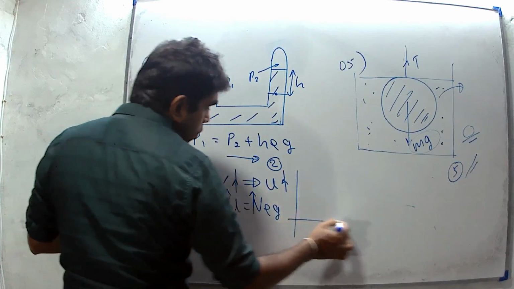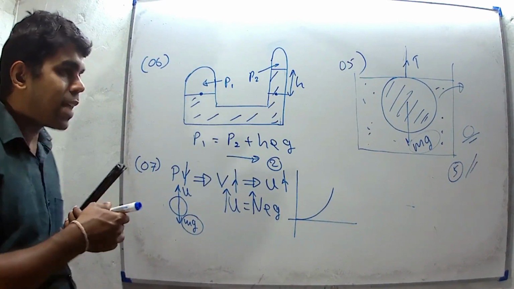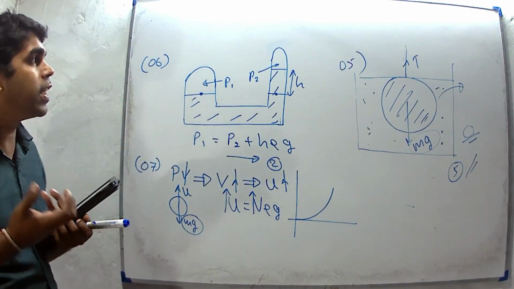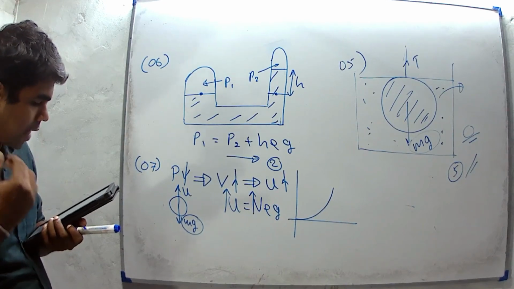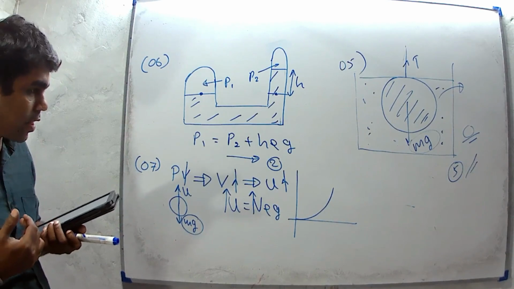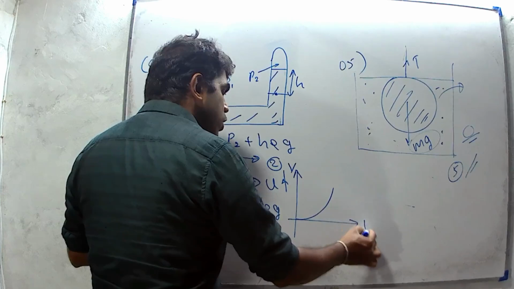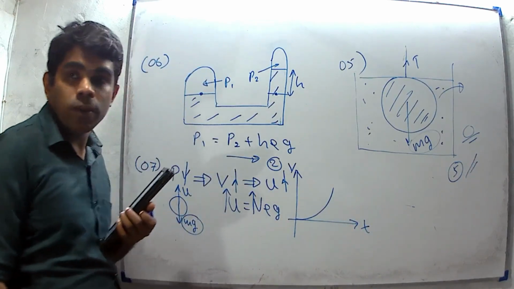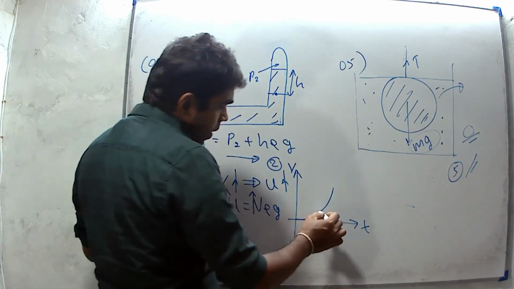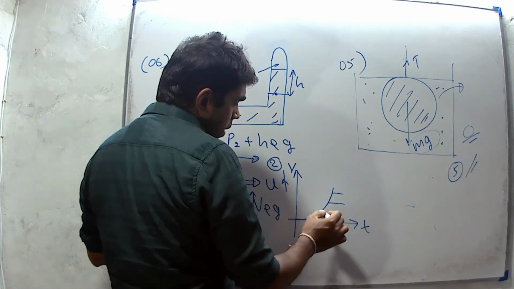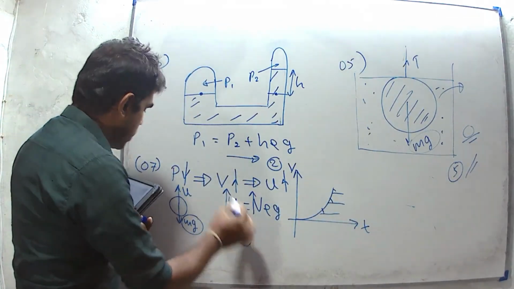Therefore, the velocity-time graph should be like this. The resultant force in the upward direction is increasing, therefore there is an increase of acceleration. We know that acceleration is given by the gradient of the velocity-time graph. Therefore, the gradient should be like this. It should increase with time. Then the answer is 2 for question number 7.